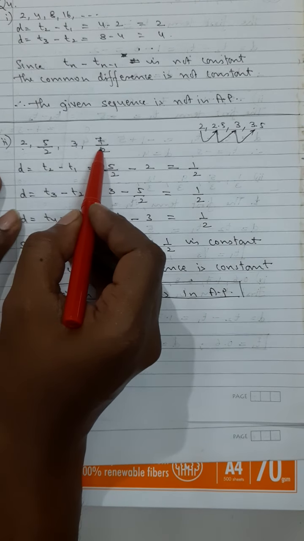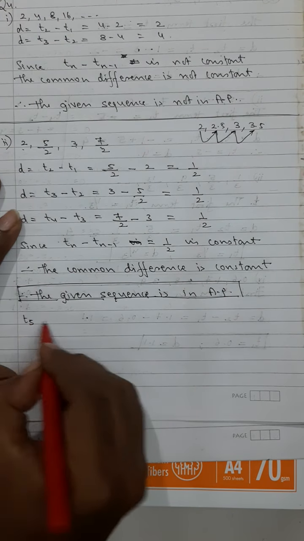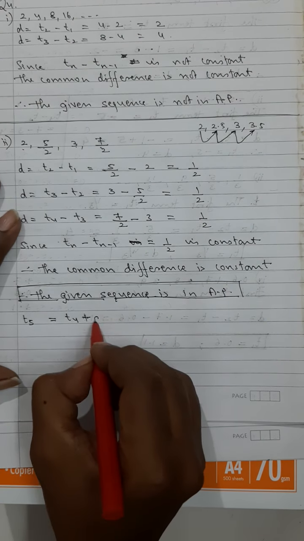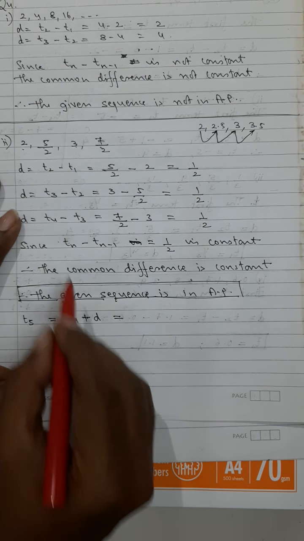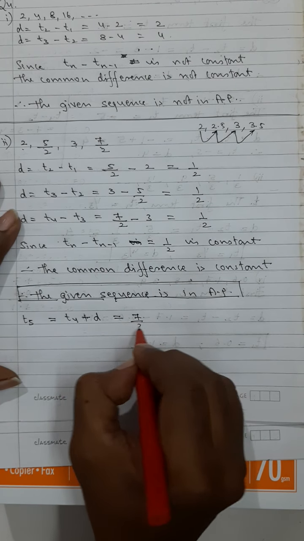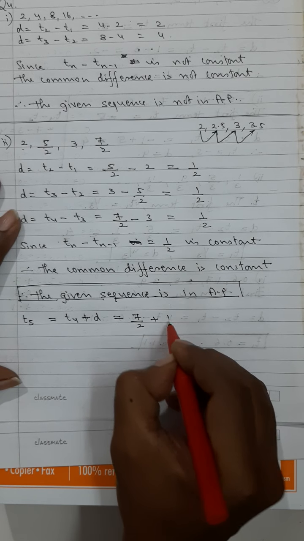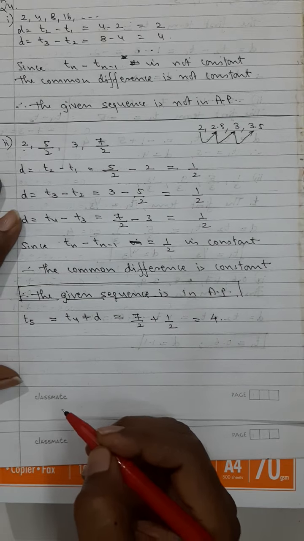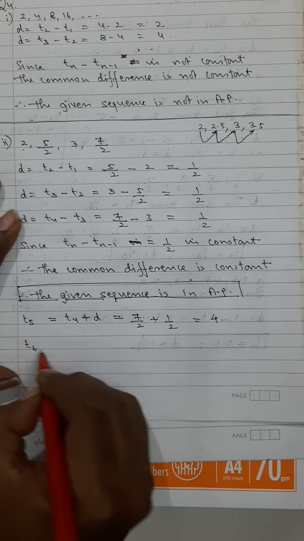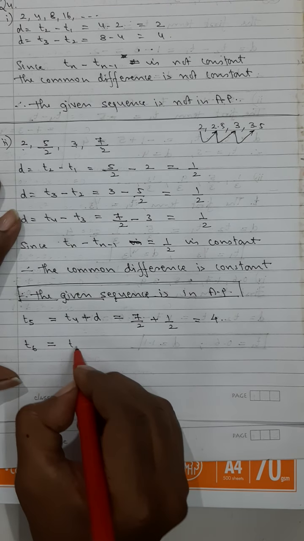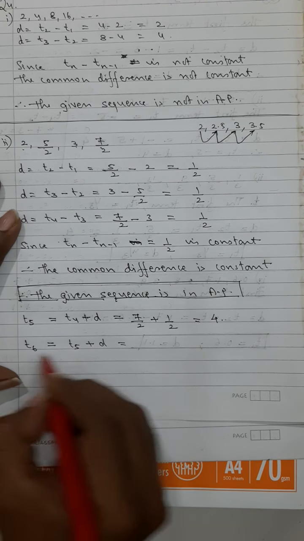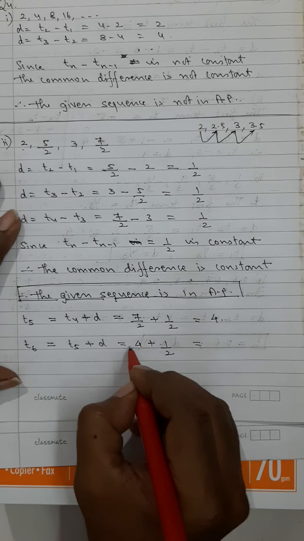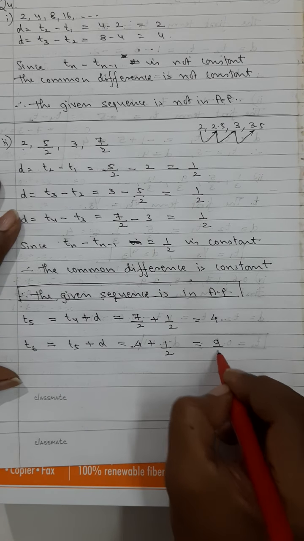T1, T2, T3, T4 is there. You have to calculate T5. T5 will be one term behind, T4 plus D. T4 is 7 upon 2 plus D is 1 upon 2. This will give you 7 plus 1, 8 upon 2, which is 4. Fine. T6 will be T5 plus D. What is T5? 4 plus half, that is 8 plus 1, 9 upon 2.